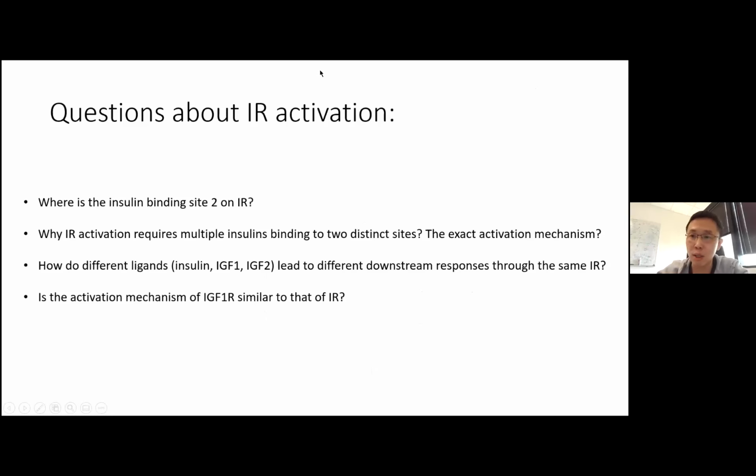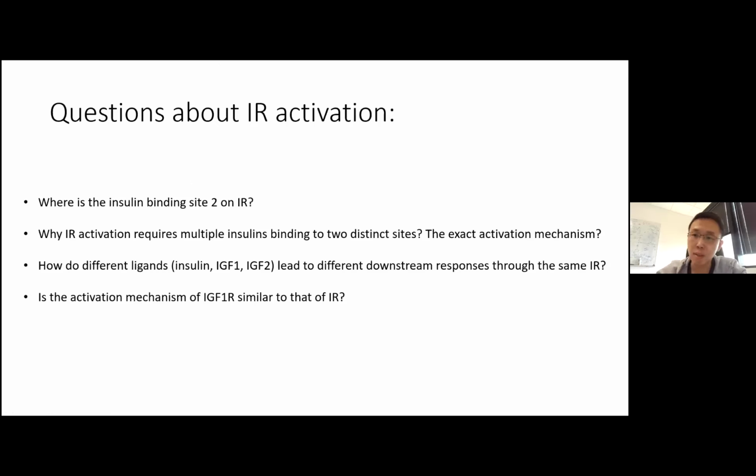And this is the question we want to answer before we started working on this project. Firstly, where is the site 2 on the receptor? Now only the site 1 has been identified by X-ray crystallography. And why does the activation of the receptor require multiple binding sites, right? What is the exact activation mechanism?